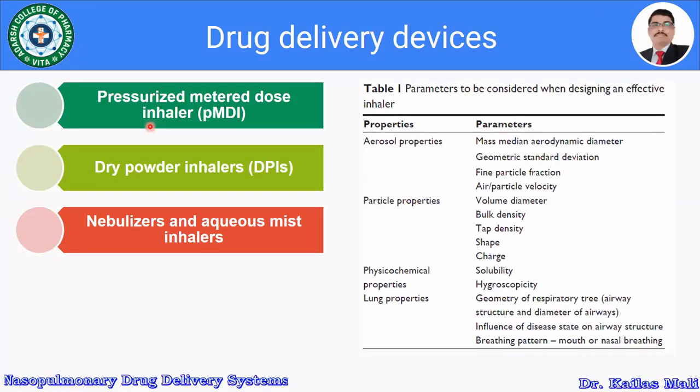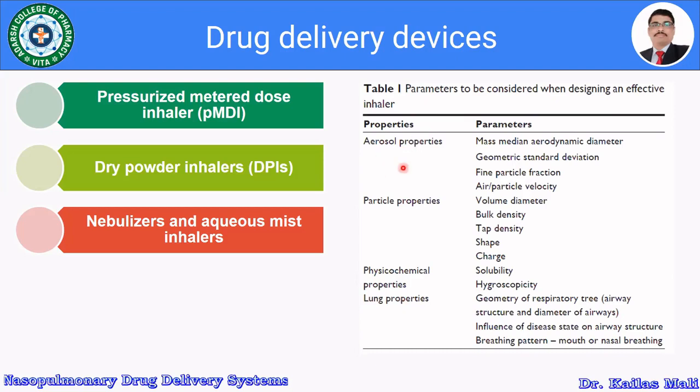Pulmonary delivery devices are divided into three major classes: pressurized metered dose inhalers, that is pMDIs, then dry powder inhalers, that is DPIs, and nebulizers and aqueous mist inhalers. The performance of these inhalers depends on certain properties which are related to the aerosol, the particles, the physicochemical properties of the drug, and the lung properties.